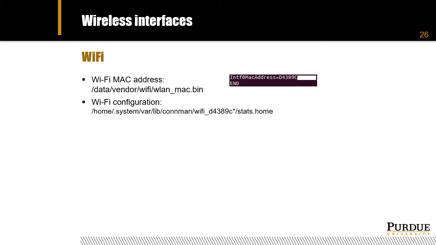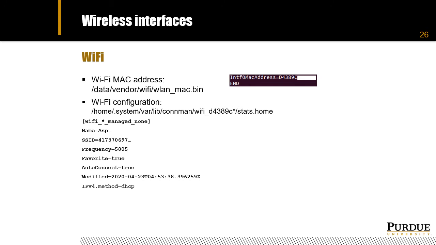Within that directory, there will be a stats home file which will contain additional data pertinent to that connection. In this particular case, you can see the SSID, the name of the network, and the IP address that was assigned to the device. You can also see the timestamp of when this configuration file was last modified.